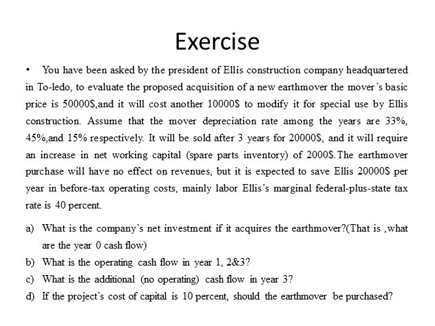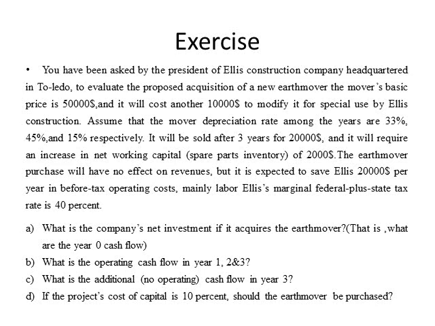Assume the mover depreciation amounts over the 3 years are 33,000, 45,000 and 15,000 respectively. It will be sold after 3 years for $20,000, which means this machine can be sold after 3 years and it will be worth $20,000. The earth mover purchase will have no effect on revenues, but it is expected to save Els $20,000 per year in before-tax operating cost, mainly labor. Els's combined federal plus state tax rate is 40%.